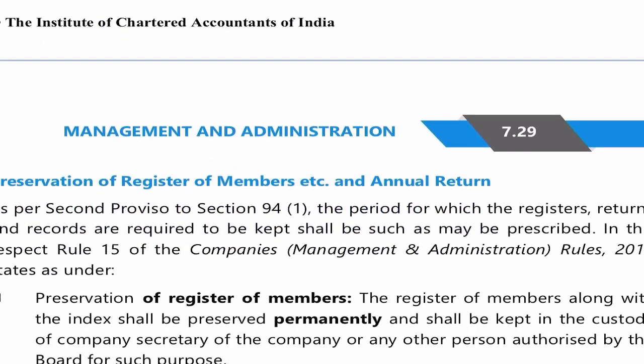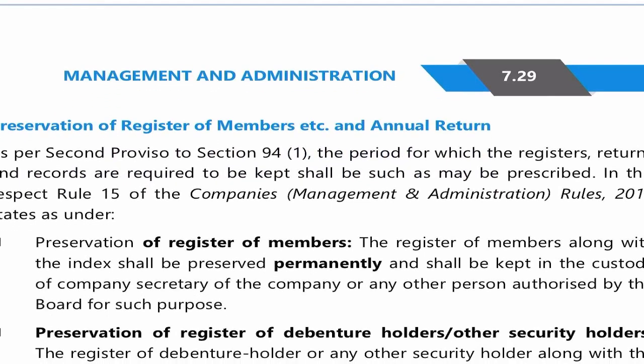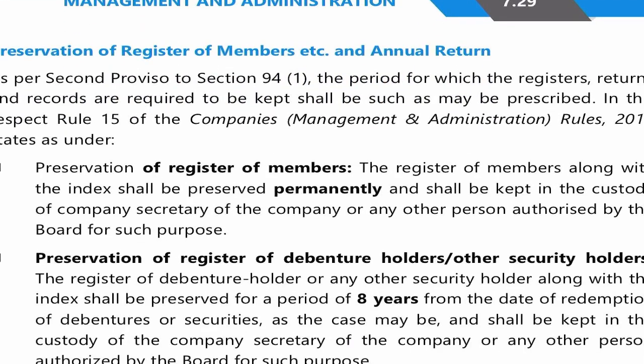Preservation of register of members, etc., and annual return. As per the second proviso of Section 94(1), the period for which the registers, returns and records are required to be kept shall be permanent.